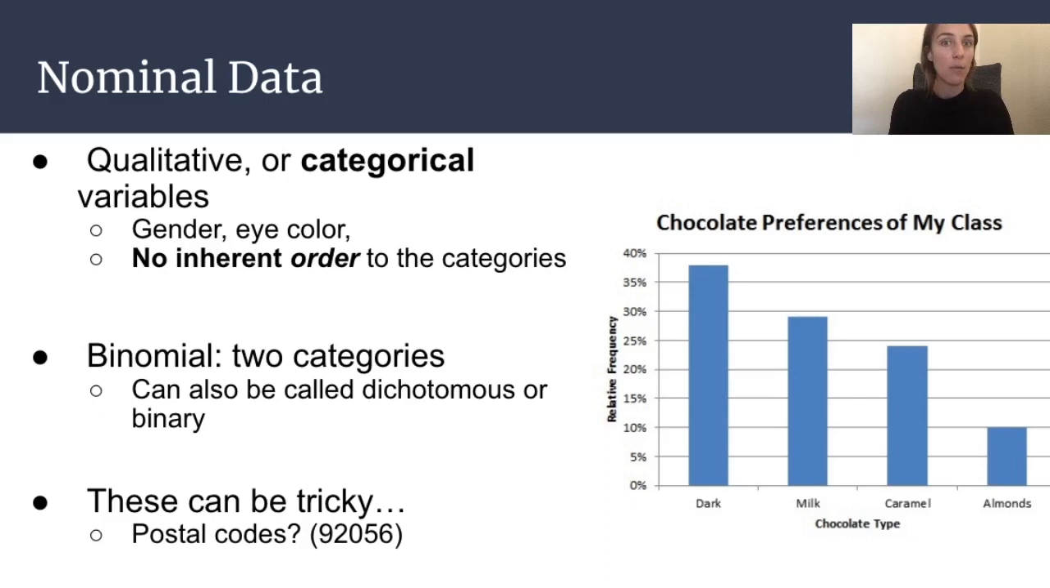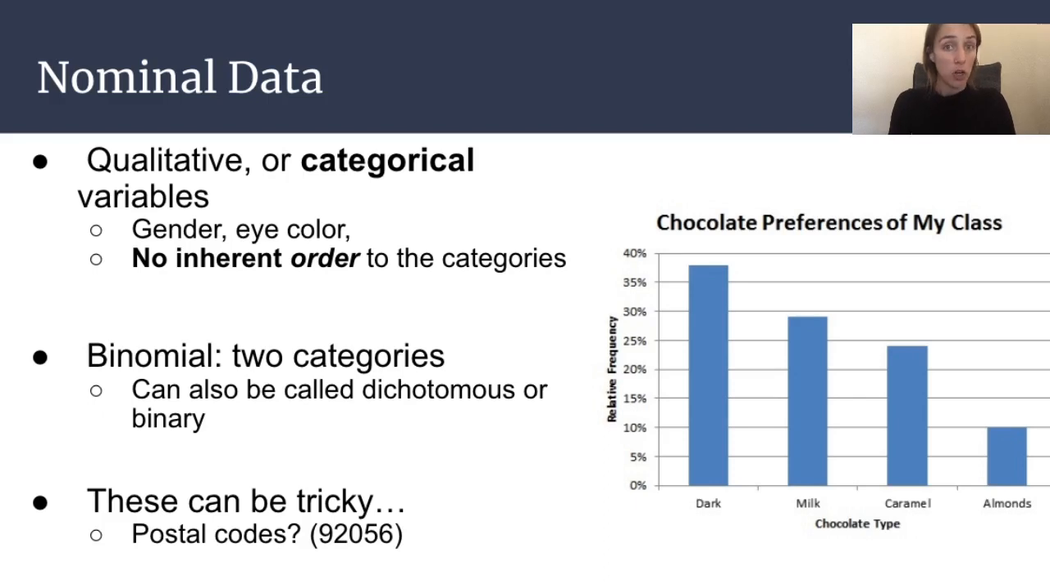So we can think of a couple other examples of this, things like gender, eye color, hair color. We have lots of different categories that we use for research, and there's no inherent order to them, right? So taking this, for example, we might have a personal way that we would rank these different chocolates from best to worst, but that's not going to apply to everybody. So there's no inherent order to the categories here in nominal data.